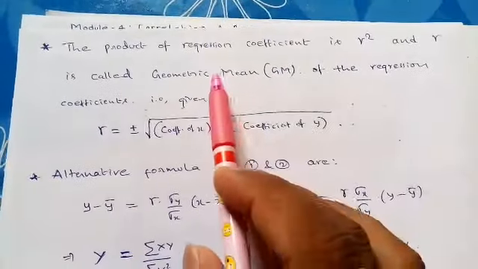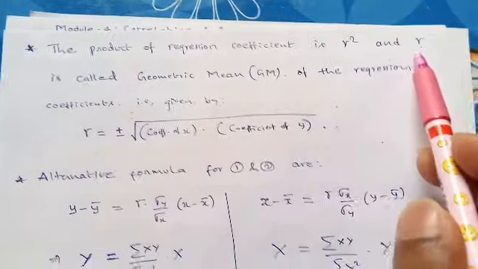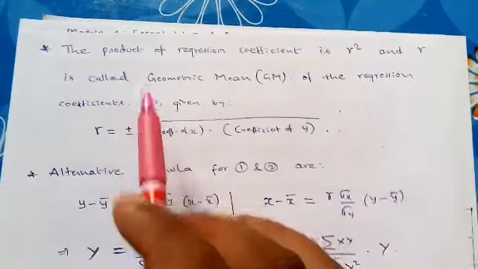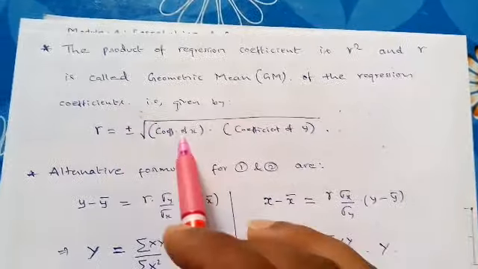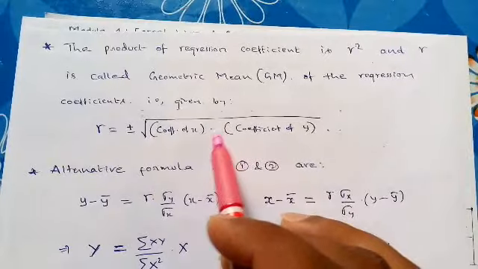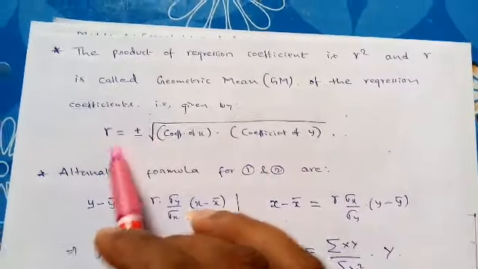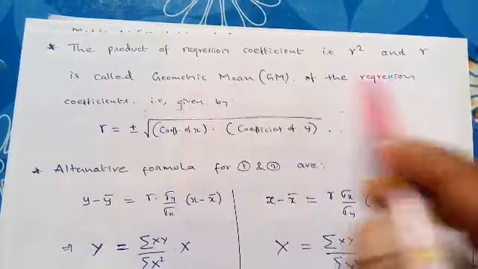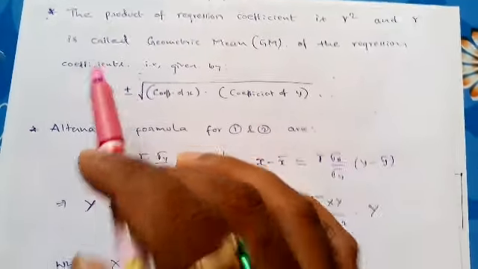Here the product of regression coefficients is r square, and the value of r equals plus or minus square root of coefficient of x into coefficient of y. This r is called the geometric mean of the regression coefficients.